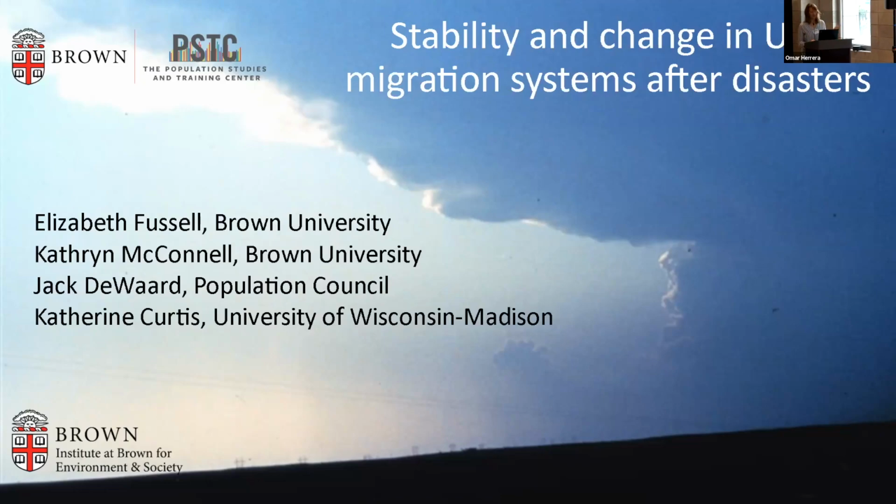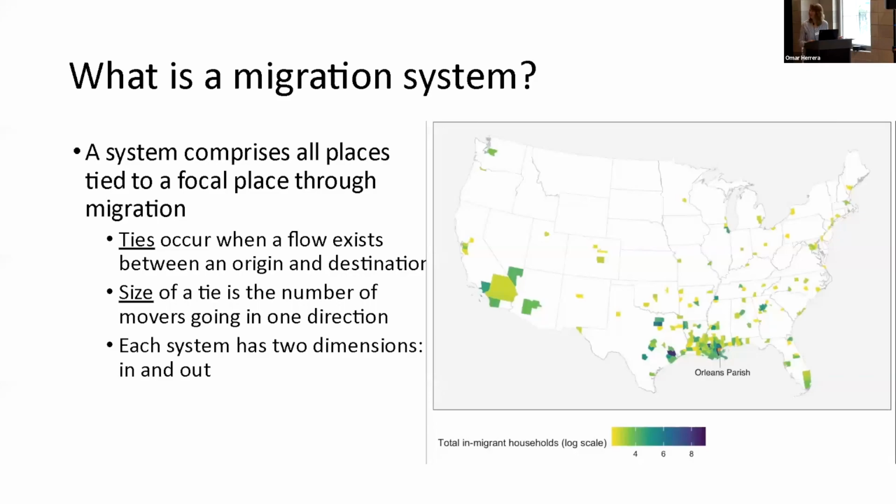I want to just introduce my colleague, Katie McConnell, who's the co-author on this paper, and Jack DeWard and Catherine Curtis, who aren't here, are longtime collaborators in our research on migration systems and disasters.